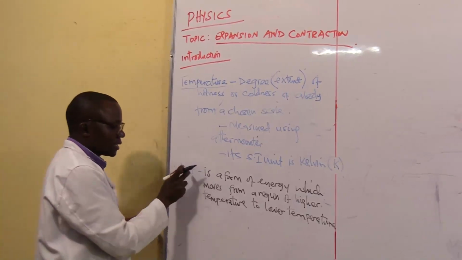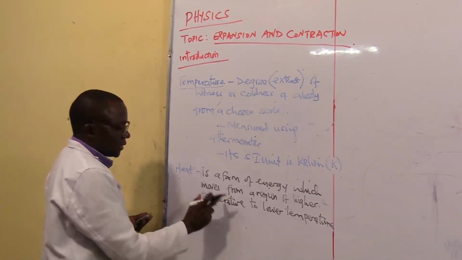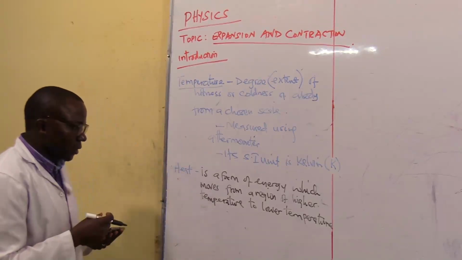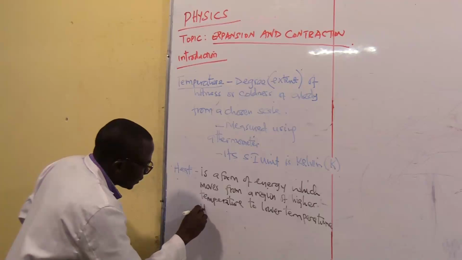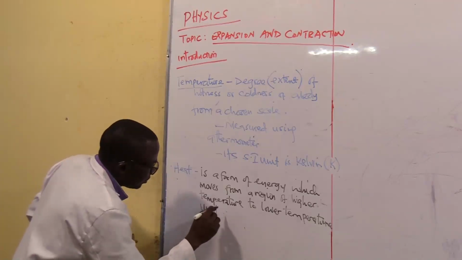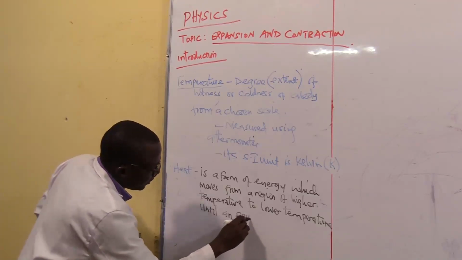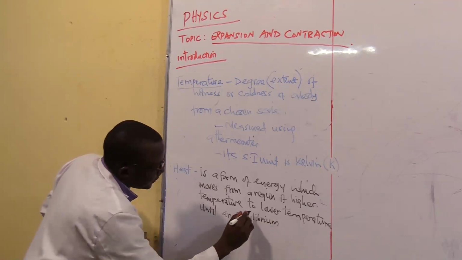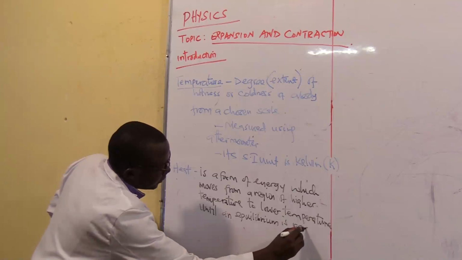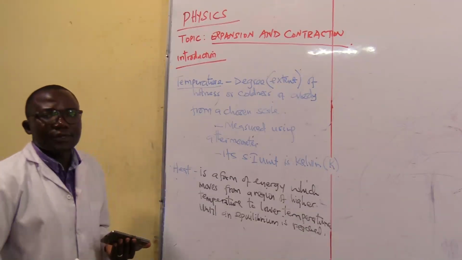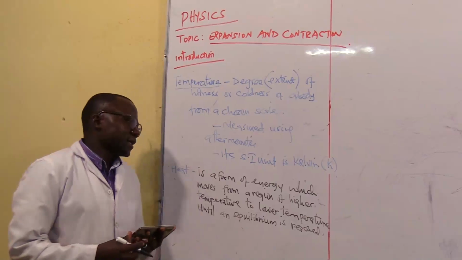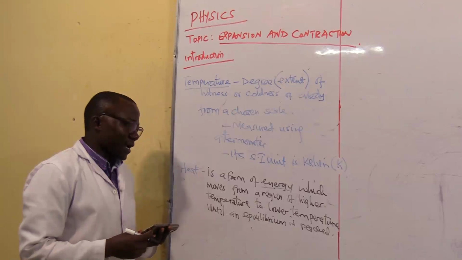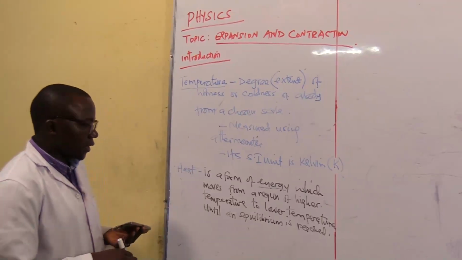So as we are mentioning heat, it must be that there is temperature. So the two are not the same. As you can see, the two are not the same. Heat moves to lower temperature until an equilibrium is reached. So when you talk of heat, in essence you are talking of the form of energy which moves from a region of higher temperature to a region of lower temperature.